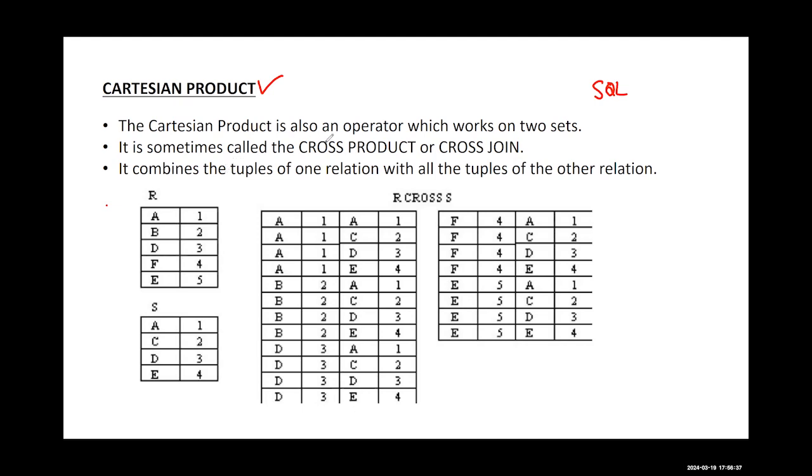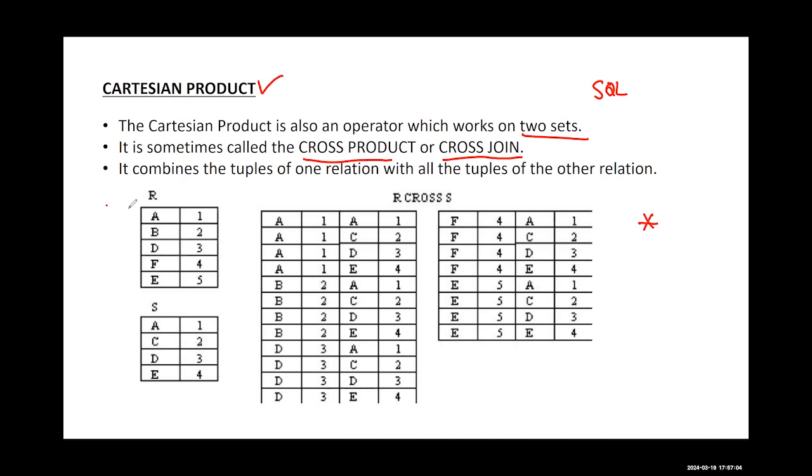Okay, so the Cartesian product is also an operator which works on two sets. It is sometimes called cross product or cross join. So remember this, the different names for Cartesian product are cross product or cross join. What it does is combine the tuples of one relation with all the tuples of the other relation. Because we are calling it a product, we are going to multiply, kind of a multiplication. So there is nothing to get confused.